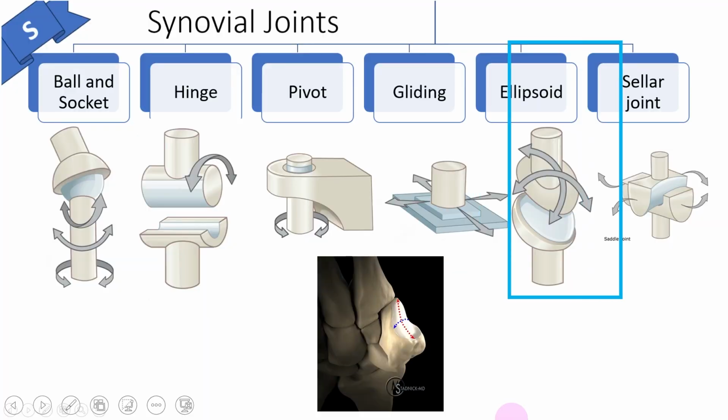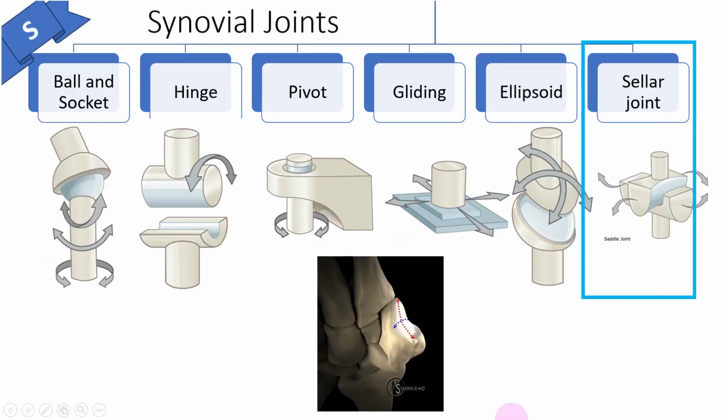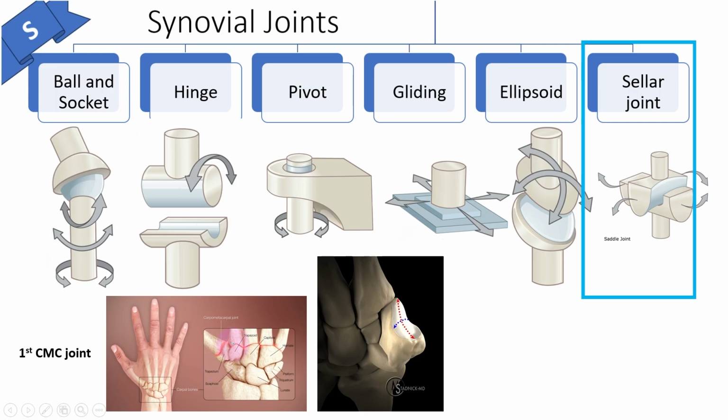The next is called the sellar joint, also called a saddle joint. This is the very important first carpo-metacarpal joint. First carpo-metacarpal, not other carpo-metacarpal joints. This is the first carpal and this is the first metacarpal. So between that you have the sellar joint. What do you mean by sellar joint or saddle joint?